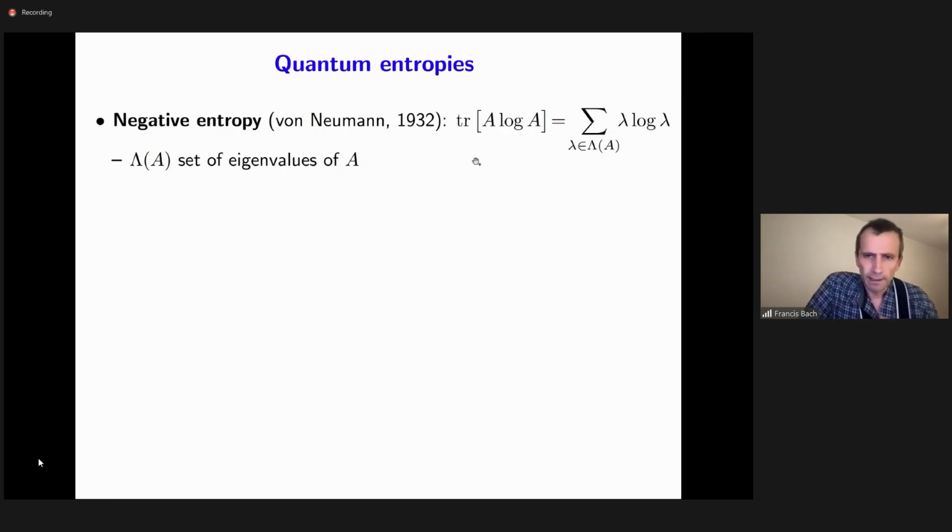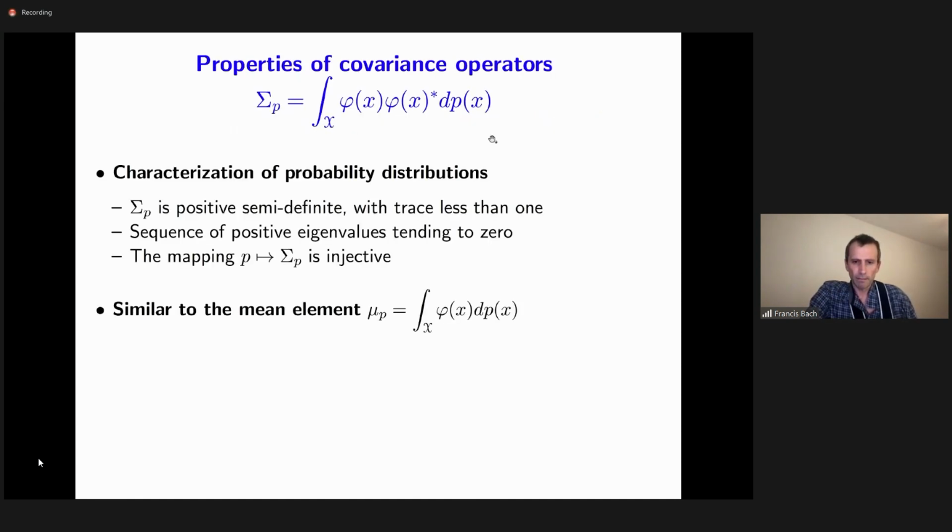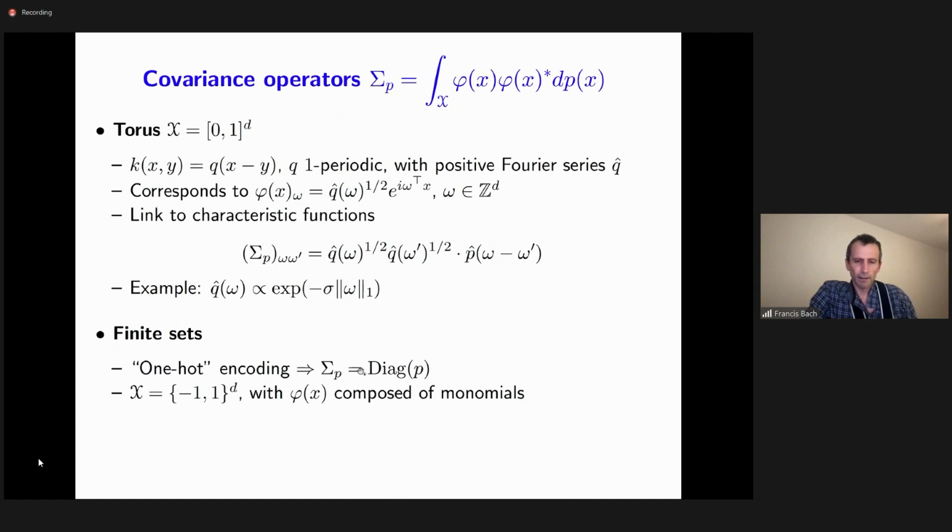So give me an operator or matrix A, if you know the eigenvalues, and there may be infinitely many if you're in the kernel case, then you sum lambda log lambda, and you get the von Neumann entropy. Here you can check that if you take A being sigma P, the eigenvalues of sigma P are just the diagonal elements, and the sum of lambda log lambda is simply the sum of P log P, and you get the regular entropy.